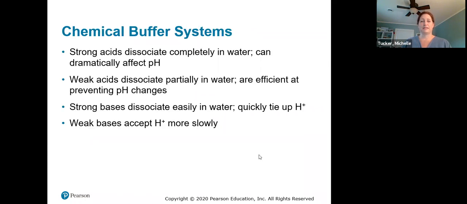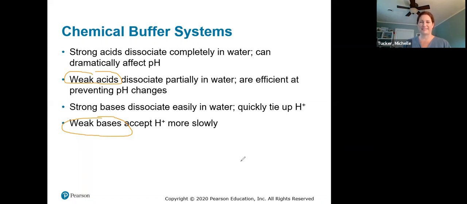So chemical buffer systems always have a weak acid, a weak base, and sometimes these are called conjugate acids and conjugate bases. And then often there's something called a conjugate salt that's involved in the reaction as well. It becomes a product. But every chemical buffer has to have a weak acid and a weak base.